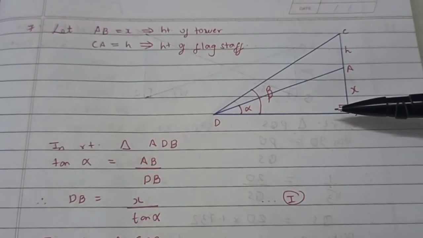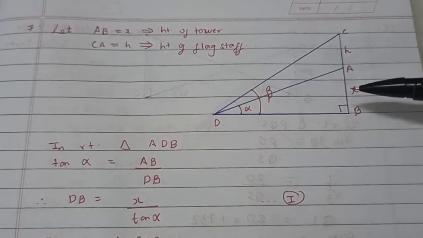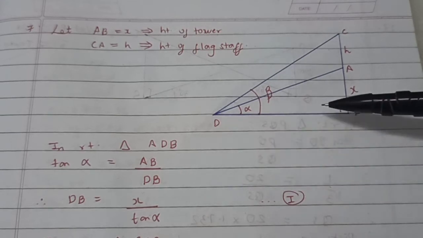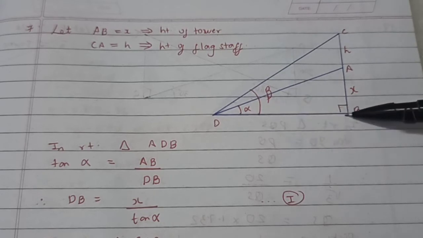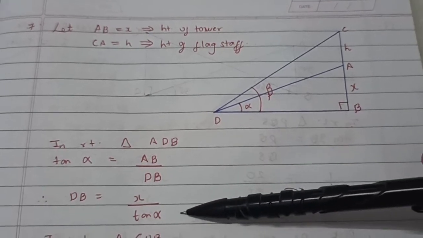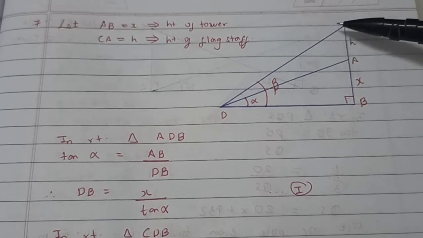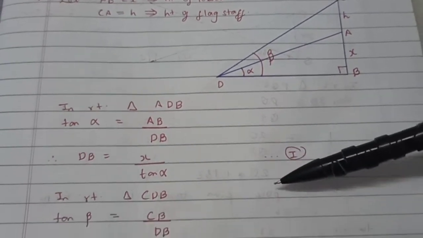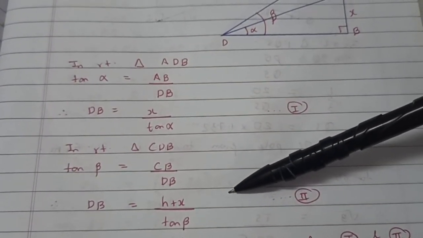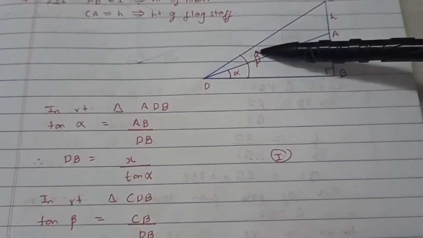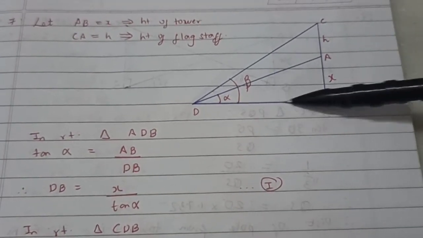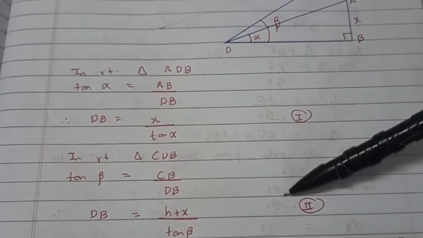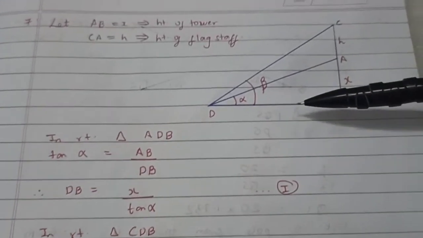First, we'll use trigonometry in triangle ADB. You will use tan here. Tan alpha is AB upon DB, so you get the value of DB. Notice that in the big triangle, DB is common. So even there, we'll find the value of DB. You see, tan of beta is CB upon DB, and CB is H plus X. So we got two values of DB. That was the strategy used here.